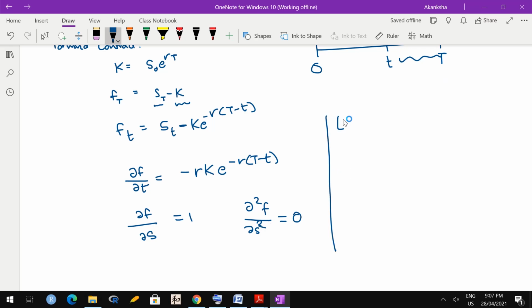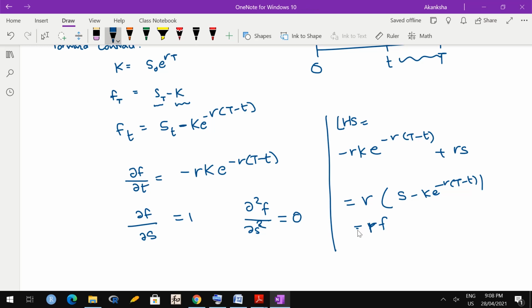So in the LHS of the BSM differential equation, if I try to substitute this, I will get minus rK e raised to minus r(T minus t) plus rS. So I get r common, and this would be S minus K e raised to minus r(T minus t), and we know this is nothing but f at time t. Okay, so this becomes rf, which is my RHS.